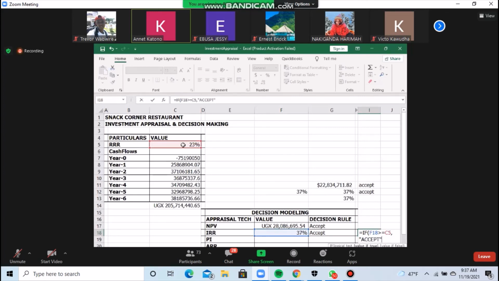Else, meaning that if it is less than the required rate of return, you're going to reject that investment. So, comma, you reject if it is less than the required rate that you have. Close your bracket, enter. So here they are telling us accept. Why? This IRR that we have is greater than the 23 that we have. Therefore, the investment is worth undertaking.